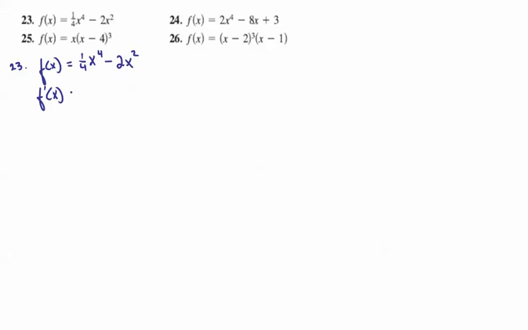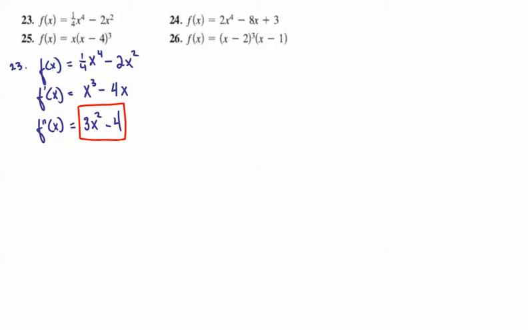First derivative is 4 over 4 is 1, so x to the third minus 4x. Second derivative is 3x squared minus 4. Alright, we could factor, but I'm not sure how much that's going to help us. We'll leave that as our second derivative.